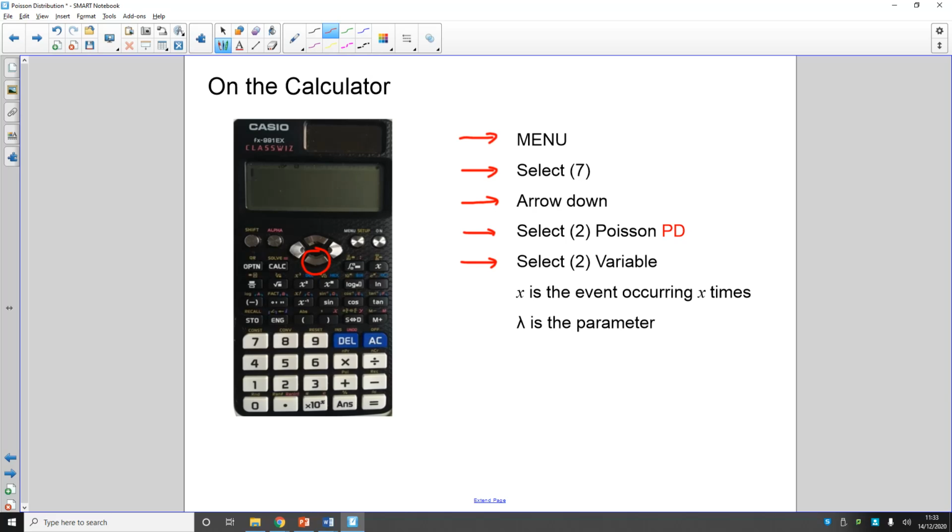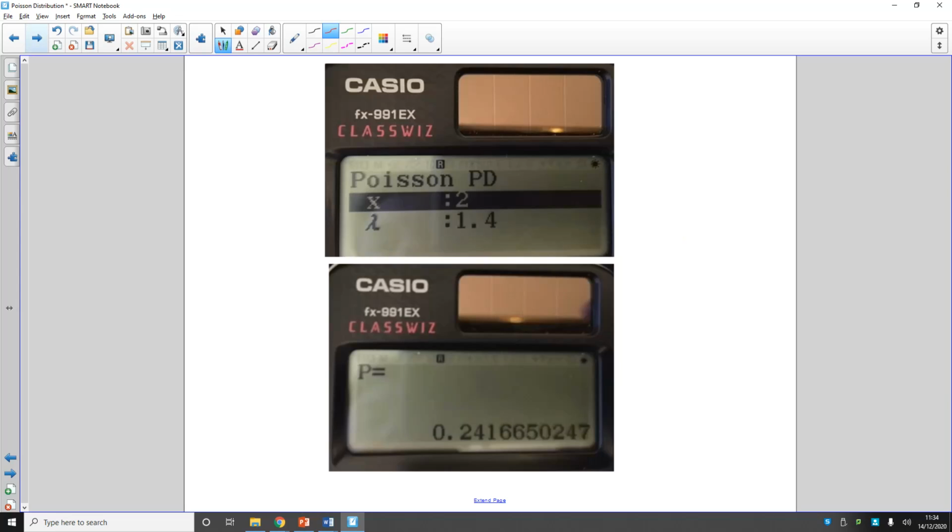Once you've got that up on your screen, you will see that there's 2 things that you need to input. You need to put in X, which is the number of times the event occurs for the probability, and lambda, which is your parameter for the Poisson distribution. Once you have input that data onto your calculator, you will see that it will work it out for you.